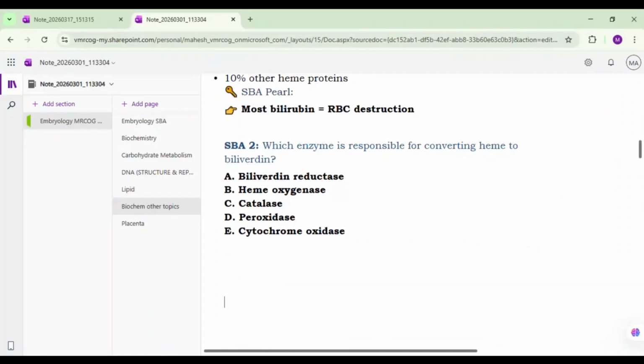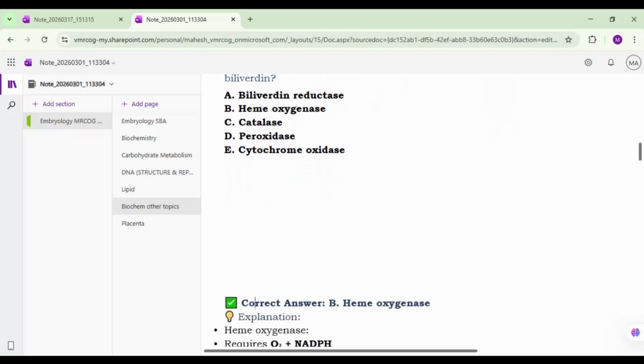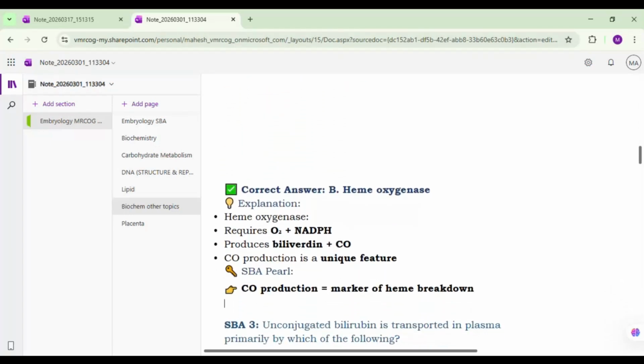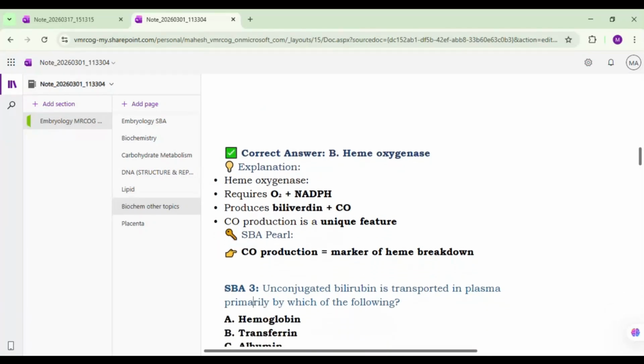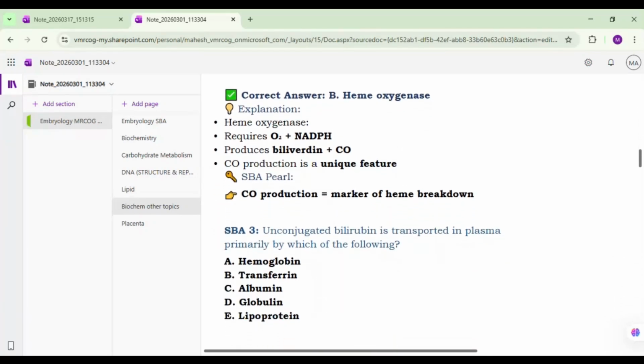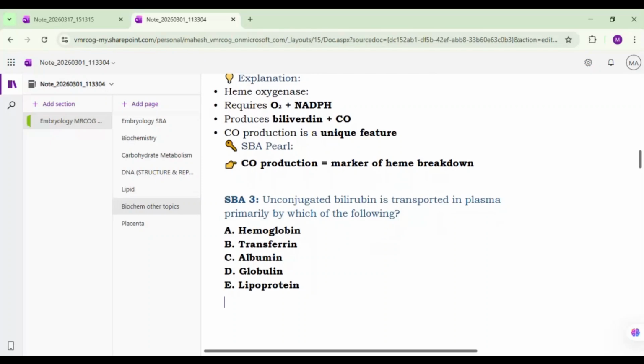Next. Which enzyme is responsible for converting heme to biliverdin? Biliverdin reductase, heme oxygenase, catalase, peroxidase, or cytochrome oxidase. Option B, heme oxygenase, because you are getting it from heme. Heme oxygenase requires oxygen and NADPH. It produces biliverdin plus CO. CO production is a unique feature and a marker of heme breakdown.